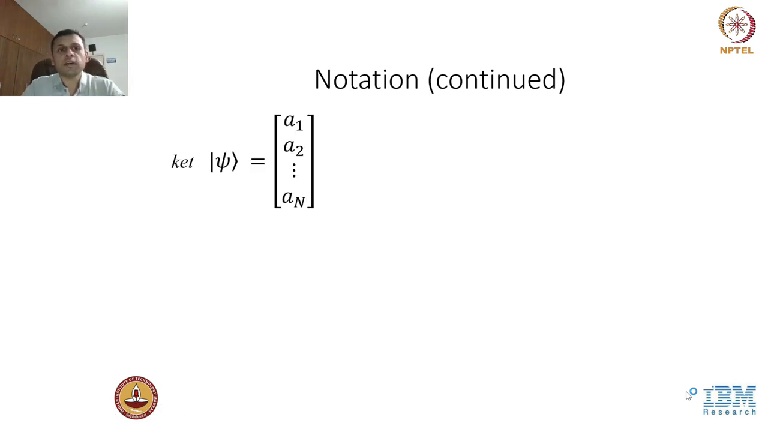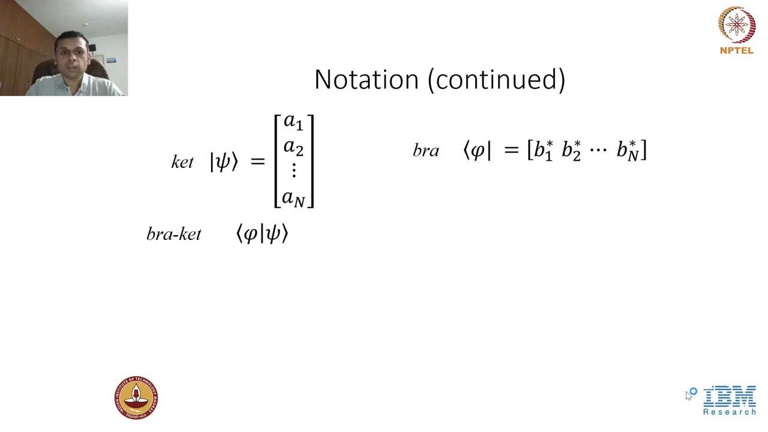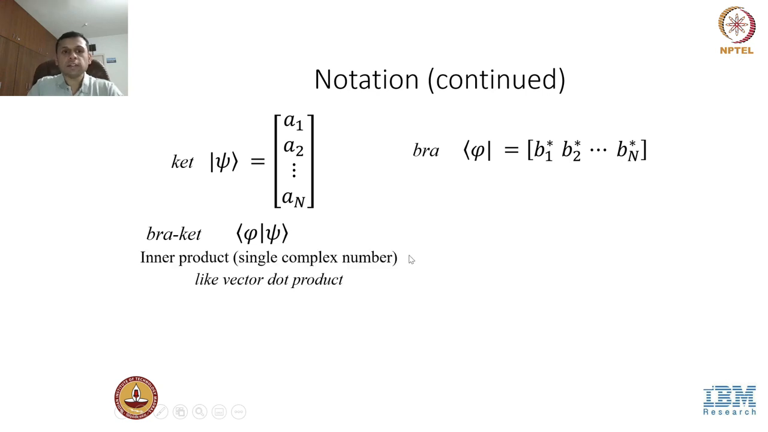Take a general ket psi, which is actually an n by 1 matrix, and a bra phi, which is a 1 by n matrix. Now there is a particular operation we can perform called bra-ket, which applies the bra operator to a ket vector. You can see here it's represented with this notation, which is the bra joined to a ket, and this is actually the inner product of the vector represented by phi and the vector represented by psi.